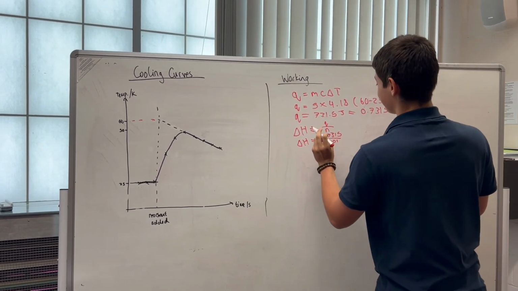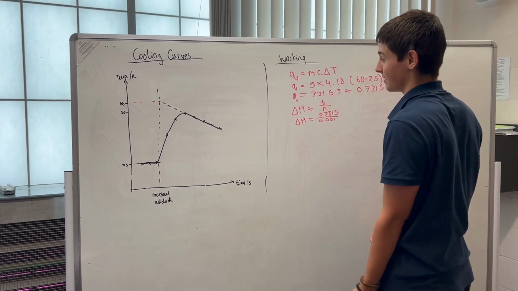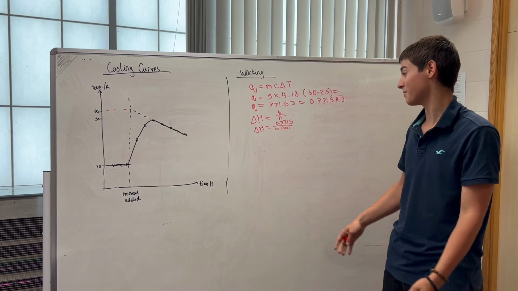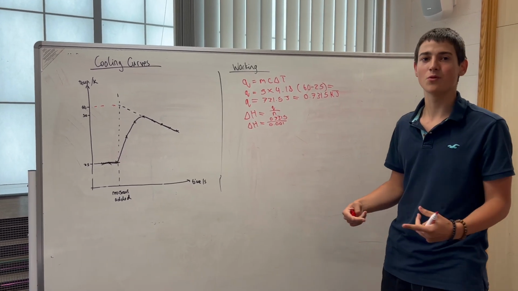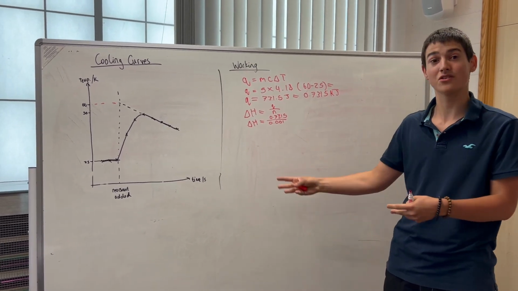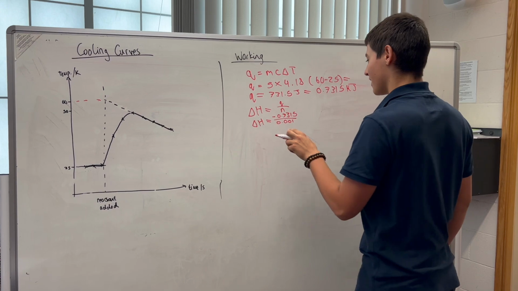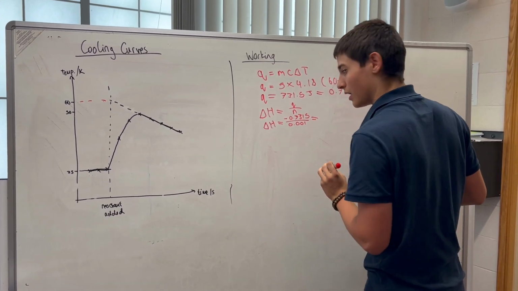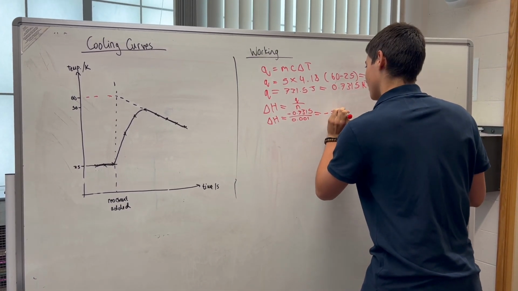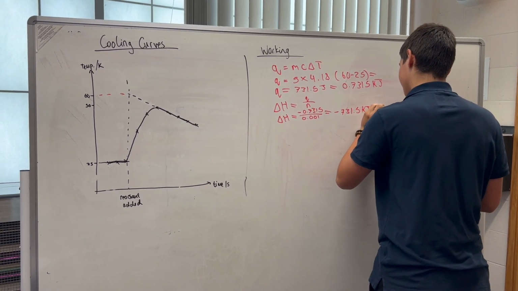What I almost missed out is that as we're increasing in temperature, and it's an exothermic reaction, our delta H will actually be negative, as we are giving energy to the surroundings, increasing its temperature. So we're going to put a negative there, and that will take us to the same value but negative: 731.5, and that is in kilojoules per mole.